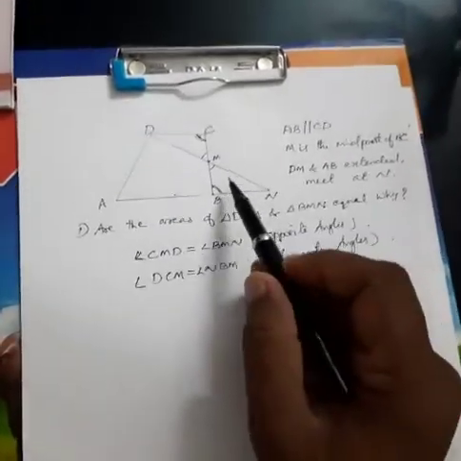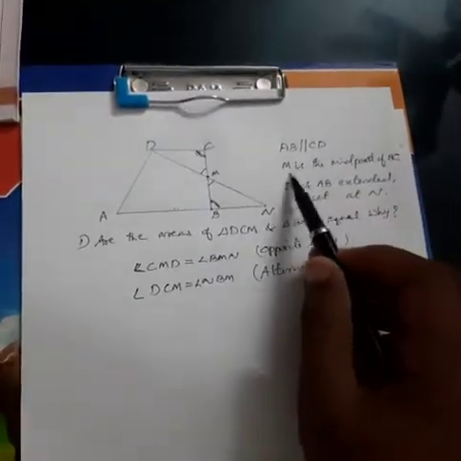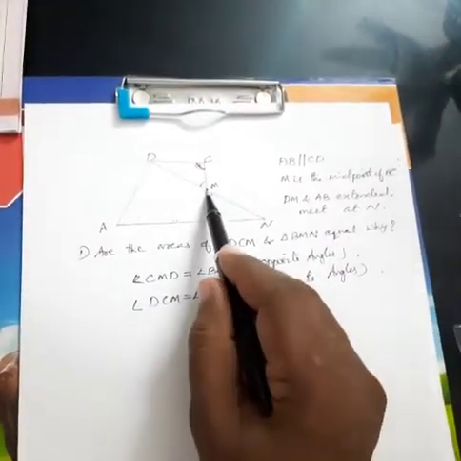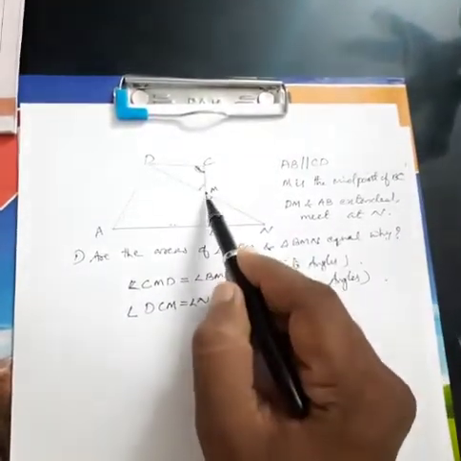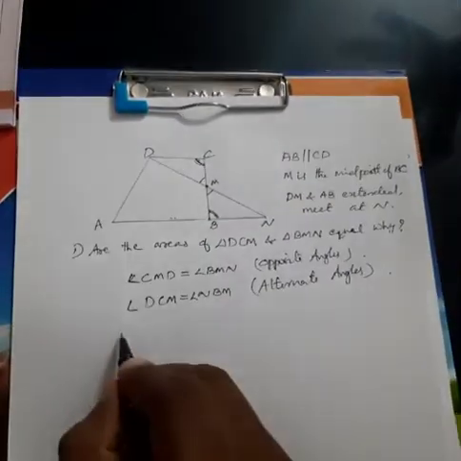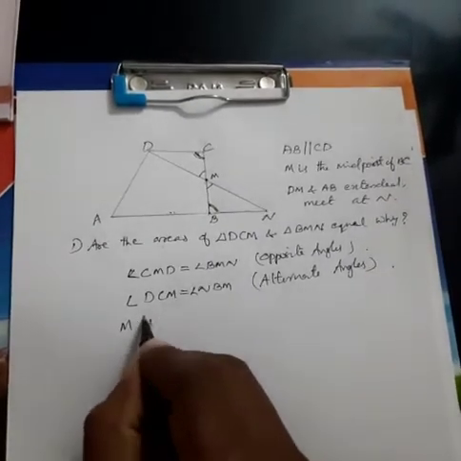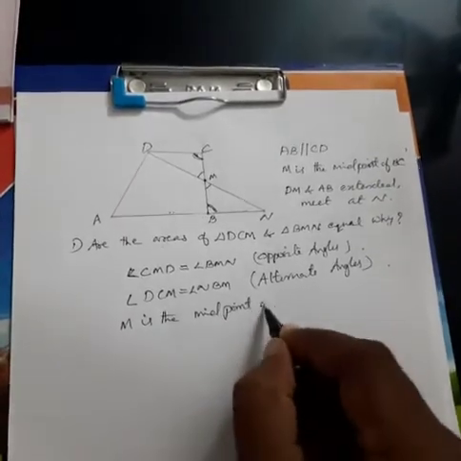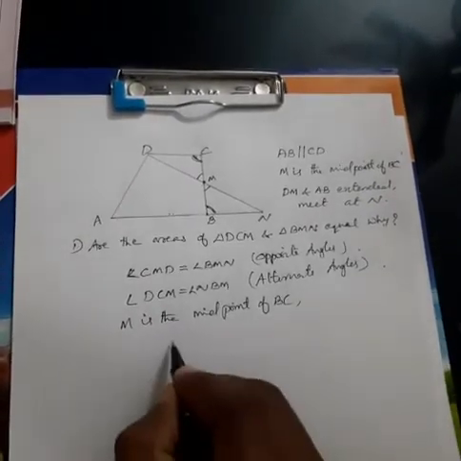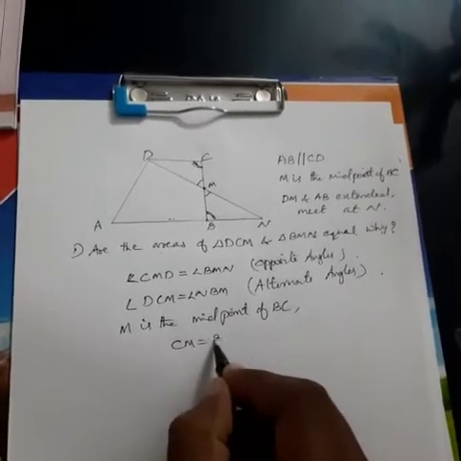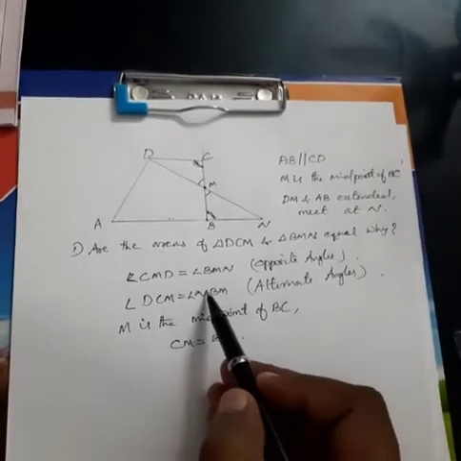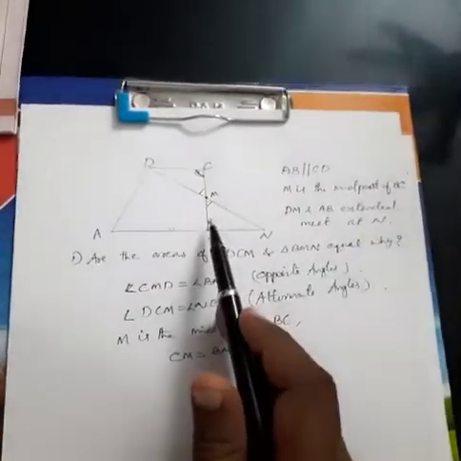Then M is already given, it is the midpoint of BC. M is the midpoint of BC. We can write CM is equal to BM. M is the midpoint of BC, so you can write CM is equal to BM. So here two angles are equal and one side is also equal.